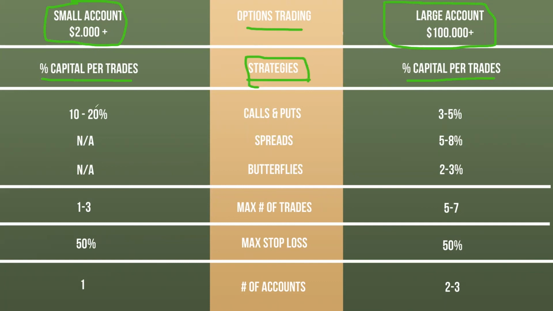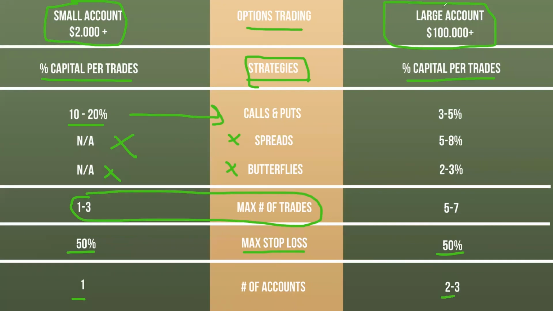So account $2,000, you're looking for 10 to 20% of your trades going into calls and puts. One trade at a time. See over here, max number of trades, 1 to 3 trades at a time once you grow your account. 10 to 20% of your account, calls and puts. Over here, small account, you're not trading spreads. You are not trading butterflies. Max stop loss, 50%. That's going to be the same for both. Number of accounts, 1 account. Your larger account, you could have one for your vacations. You could have one for your retirement account, but those are going to be your swing trades.